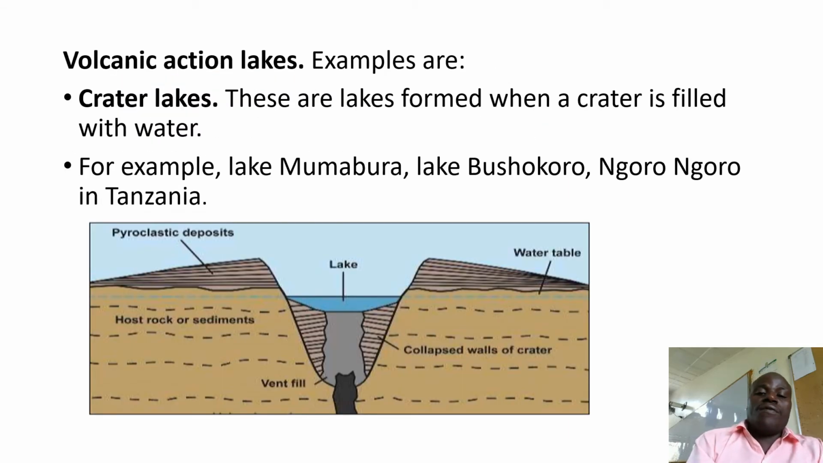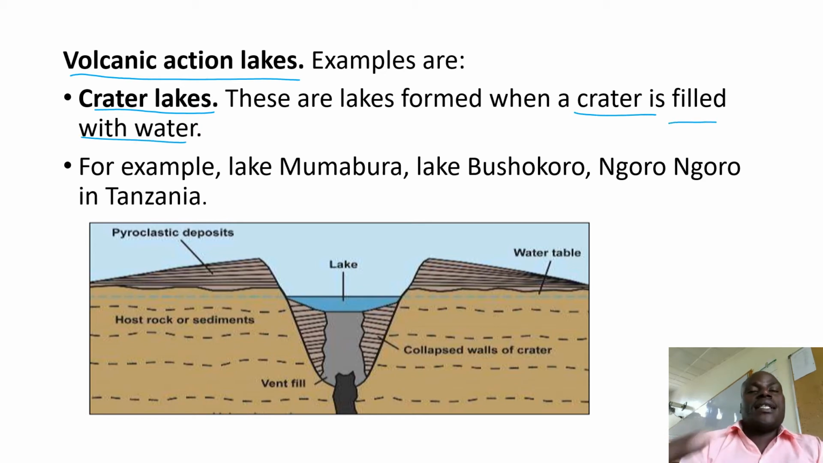Then we have volcanic lakes. These are lakes which are formed under volcanicity, and they include crater lakes. Crater lakes, we covered them under volcanicity, and we said these are lakes formed when a crater is filled with water. A crater is a depression on the top of a volcano.